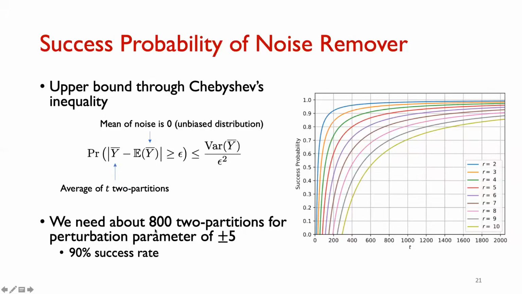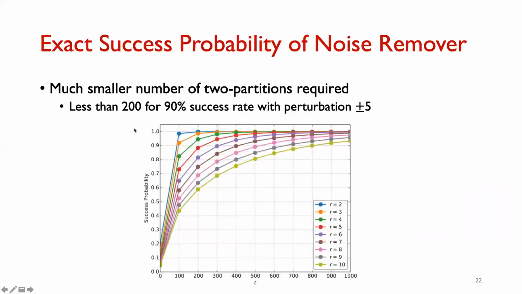And through this bound, we require about 802 partitions to find the perturbation parameter of ±5. Now, that was an upper bound. The exact success probability is much better. So we only need 200 queries for a 90% success rate.